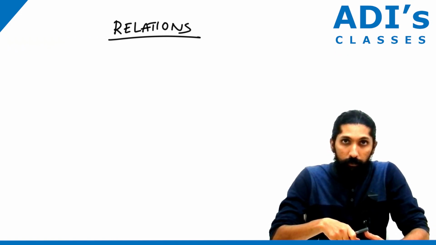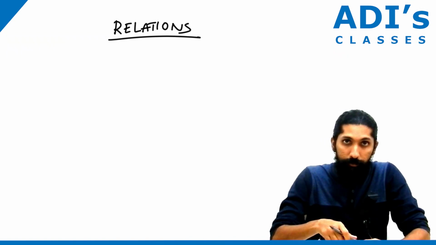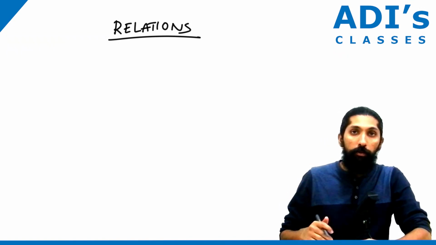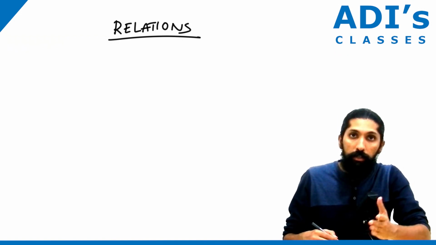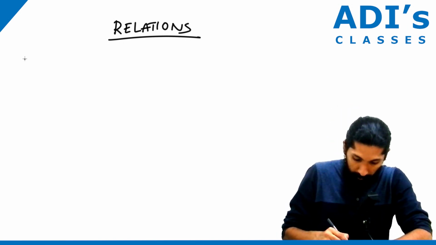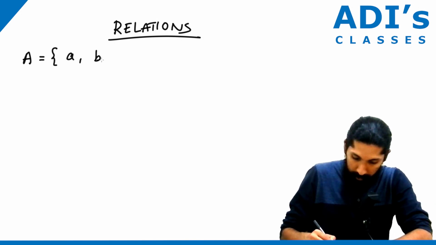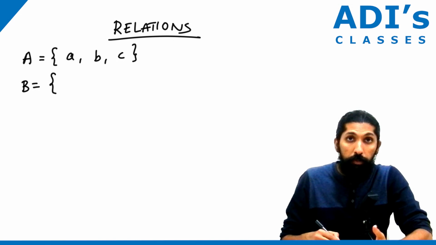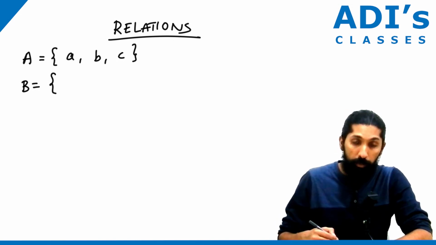In relation, let's take a simple example and understand what a relation is. Let's say we have names and the starting letters of those names. Suppose we have set A, which has A, B, C, and let's say set B. Let's talk about place names, rather than people's names.